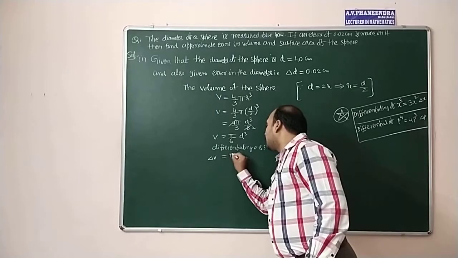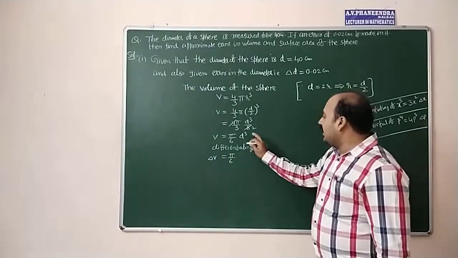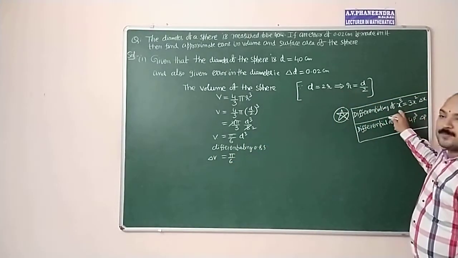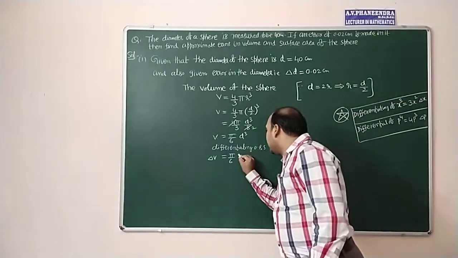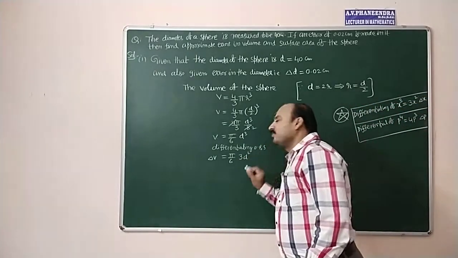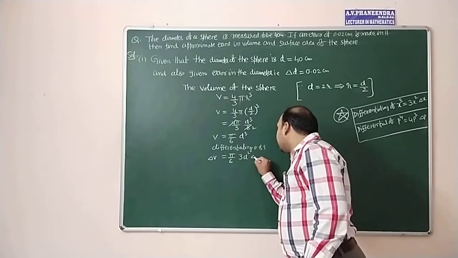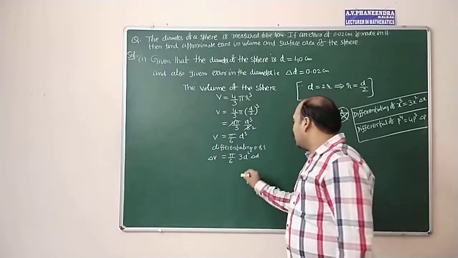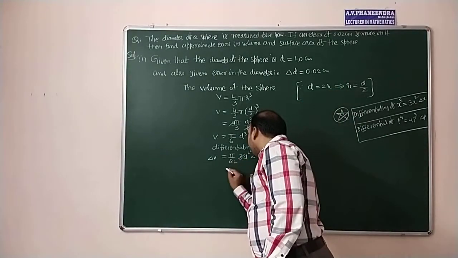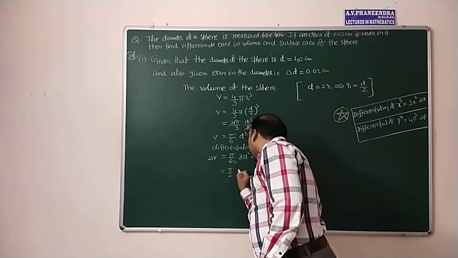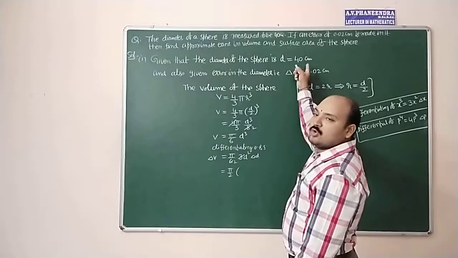Pi by 6 is constant. D cube derivative, it is looking like x power 3 now, so we can write 3D square. Again D derivative is delta D. So 3 ones are 3, 3 twos are 6, pi by 2 D square. What is D value? 40.